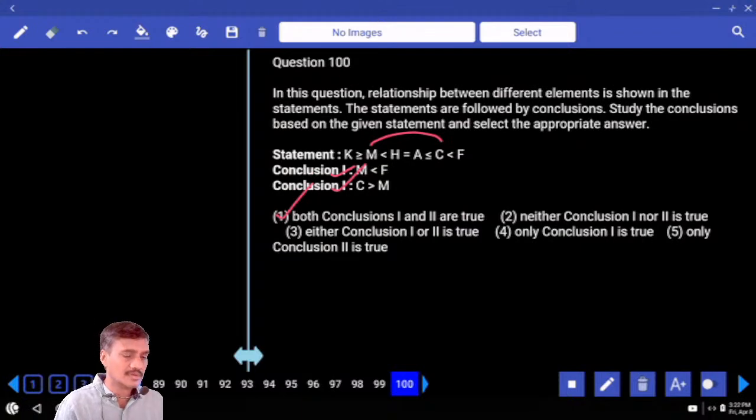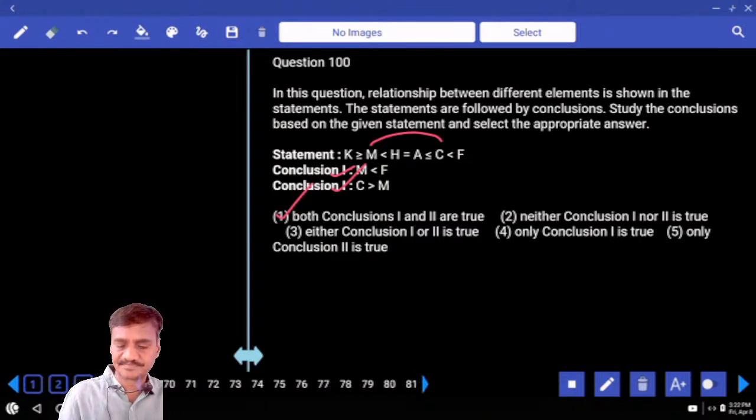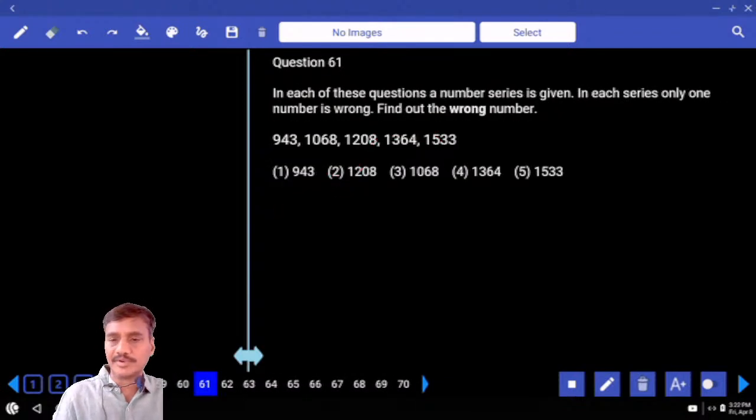Clear? Now this is about paper number 106. Is anything else left over in this one? Number series. Question numbers please. 60? Now 61 onwards. Now question number 61. What is the information we have? Now 943 and so on, isn't it?